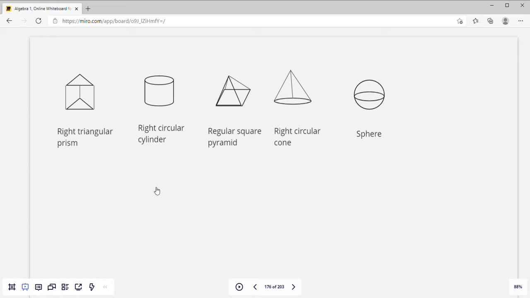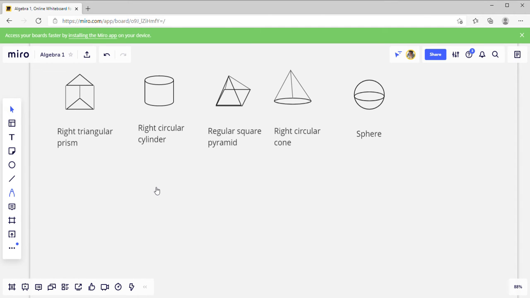Okay. So we've got some basic shapes that we're going to talk about. We've got a right triangular prism, and we've already gone over this, so that's basically a three-dimensional triangle. It's got a bottom and a top, and then it has 1, 2, 3 faces. A right circular cylinder, so that's like a soup can. A regular square pyramid, so your base is a square and it comes up into a pyramid shape. A right circular cone, so that's like an ice cream cone, or a sphere, that's like a basketball.